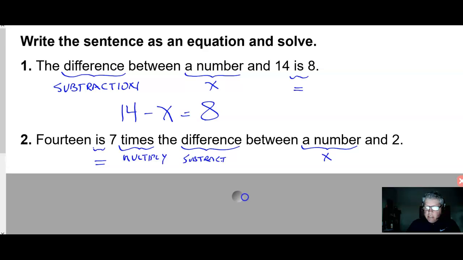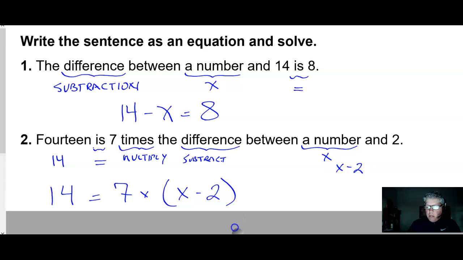14 is 7 times the difference between a number and 2. So there's a lot going on. 14, you know, that's obviously the number, is, so it equals 7 times, so we're going to multiply, but then the difference between a number and 2. So I see this as x minus 2. So I see this as 14 equals 7 times the difference between a number and 2. All right, practice makes perfect.